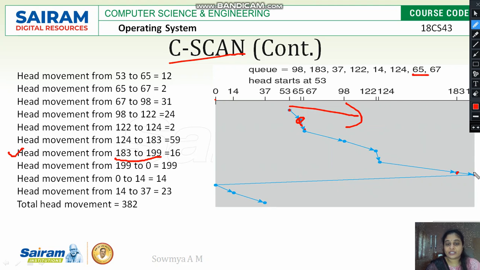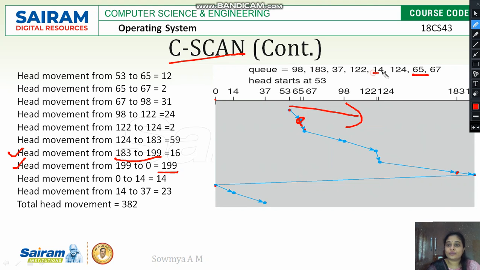After reaching the end, while coming from the higher end to the lower end, the C-scan method will not schedule any disk. It will directly come to the 0th position, from 199 to 0. That is 199 movements, but since it is not scheduling and knows directly where to stop, the movement will be fast enough. Then it will again start scheduling from 0 towards the higher end.